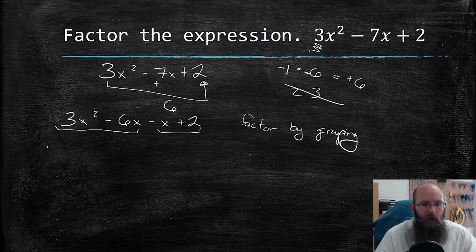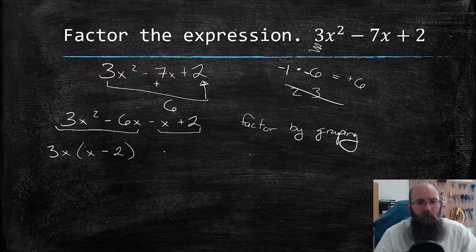So my first two things have a 3x, and I'm left with an x and a minus 2. And then my last two things, I'm actually going to factor out a negative sign because that's what's hanging out in front of my x. So a negative 1, and I'm left with a positive x now and a negative 2.